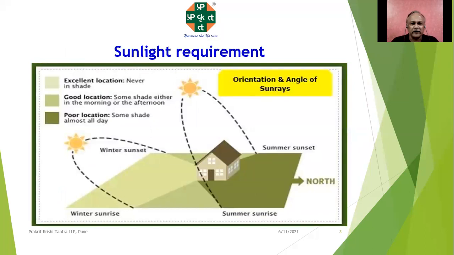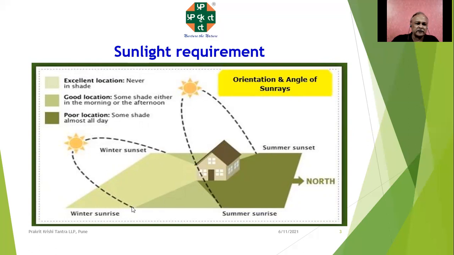Coming to the sunlight first. Here, if you see in this diagram, this is a plot, and there is a hut at the center, and this is the sun's path. From east it is rising, and then west it is setting. So in the summer season, the sun is rising and setting. This is the path which is more or less above our head, can say.